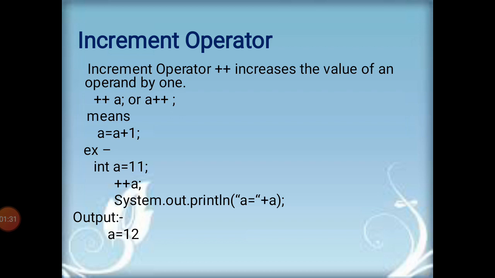For example, here I have taken a variable a of type integer. a is equal to 11. Then I have used the increment operator plus plus a. After this, the value of a is increased by 1, and then I have printed the value of a. So initially a is equal to 11, and then after the plus plus a, the value of a is equal to a plus 1, that is 12. So output of a is 12.